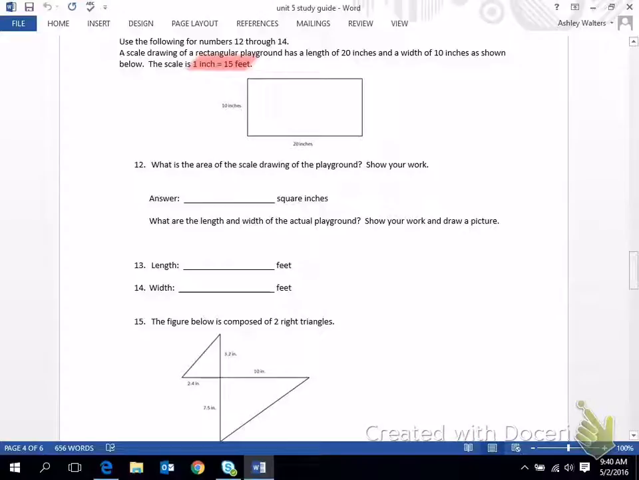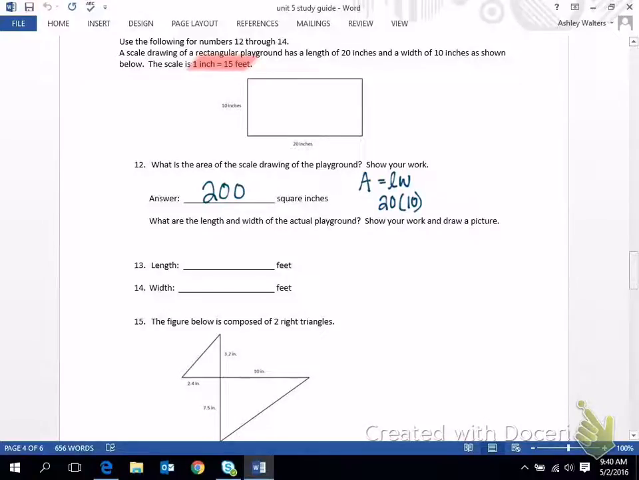We want to know what is the area of the scale drawing of the playground. Well, the scale drawing is a rectangle, and area for a rectangle is length times width. And we have 20 by 10 as the dimensions, which gives us 200 square inches for that picture.